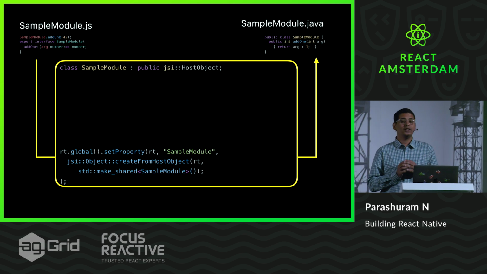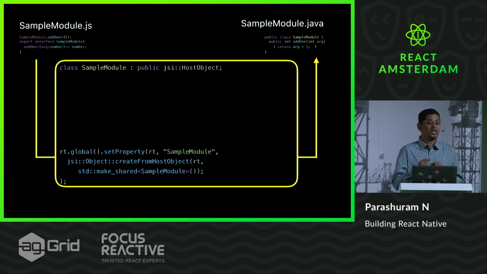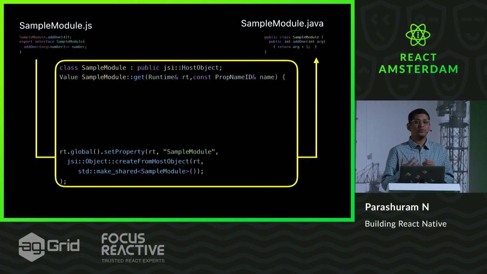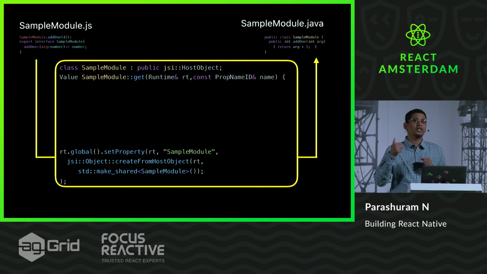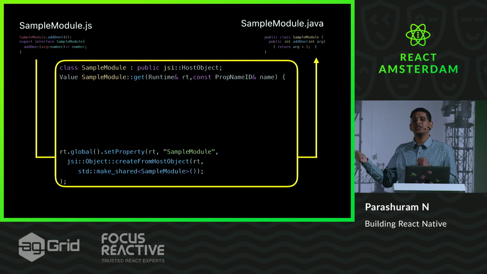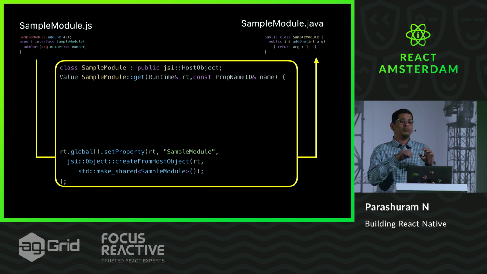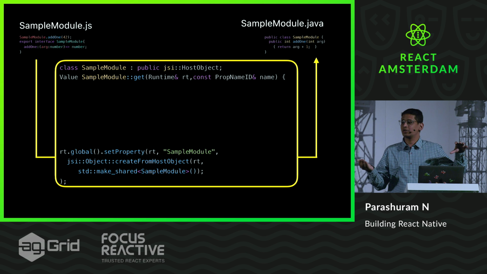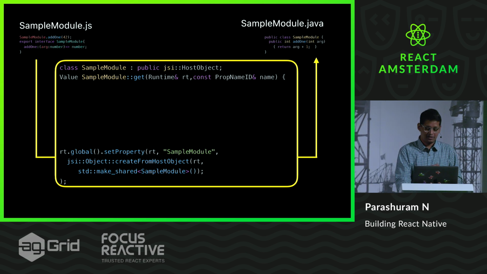A sample module needs to inherit from this special JSI object called a host object. Now, the interesting thing about the host object is host object effectively says, hey, though I'm written in C++, I'm going to be exposed to JavaScript. And it needs to implement one method called the get method, and this getter is very similar to a JavaScript getter. You know, when you say sample module.add1, if you had a JavaScript getter, that JavaScript getter gets executed, right? This is pretty much similar to that.